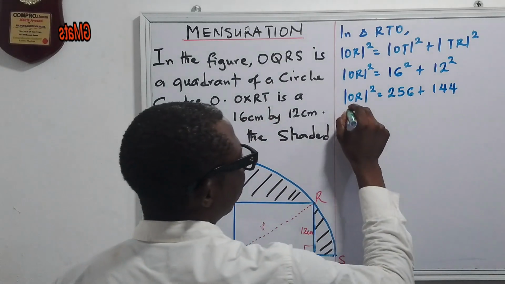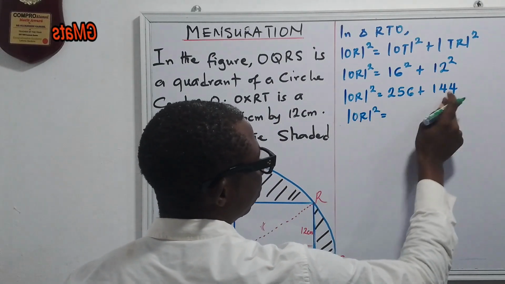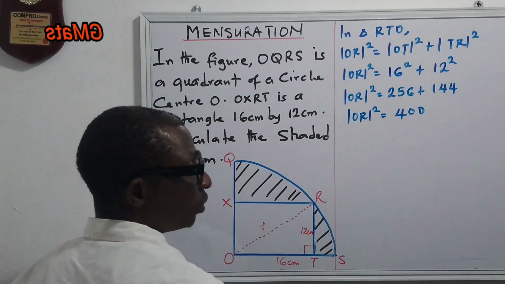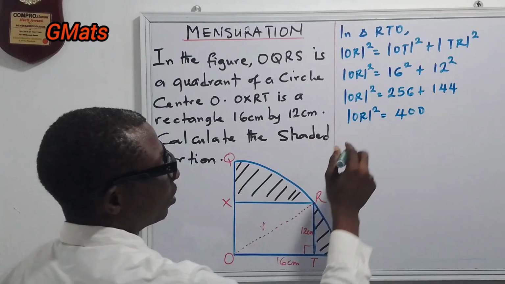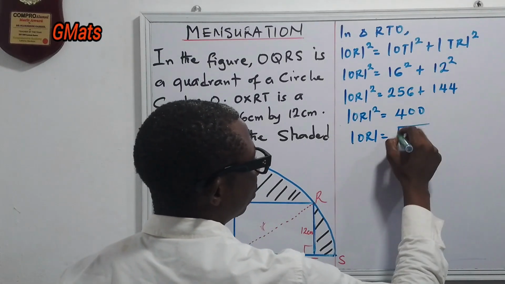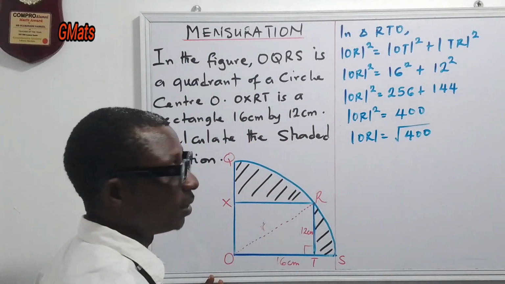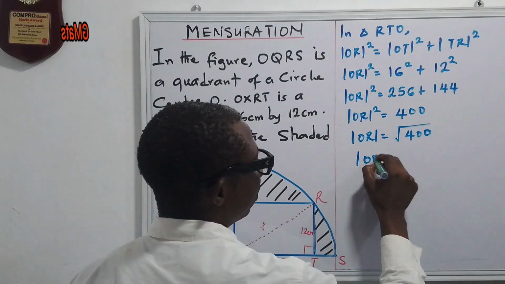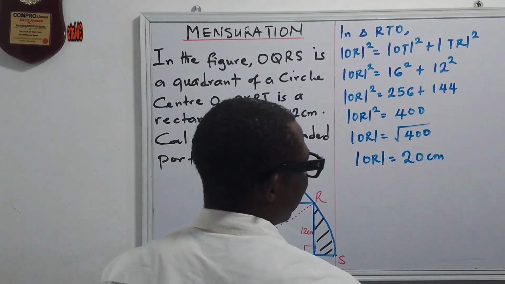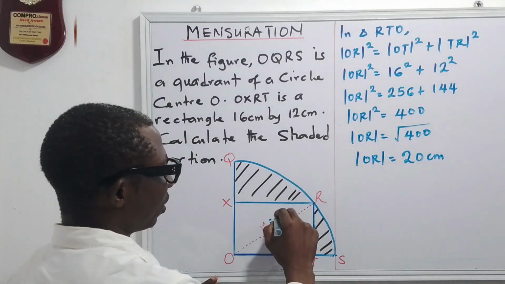So we have OR square equals, when you add this together, that's 400. So you take square root of both sides. We have OR equals square root of 400, and that gives you 20. So OR is 20 centimeter, and that happens to be our radius. So the radius here is 20 centimeter.